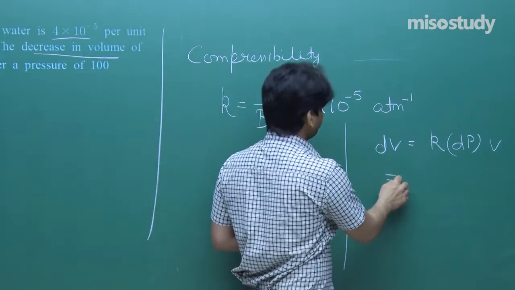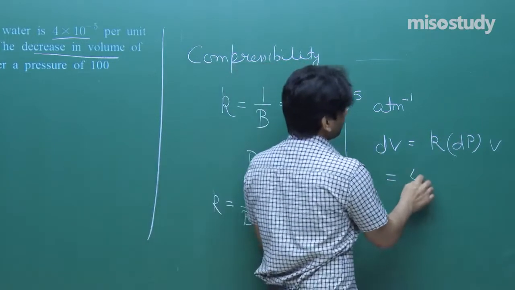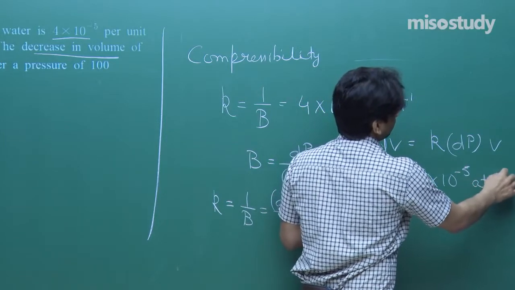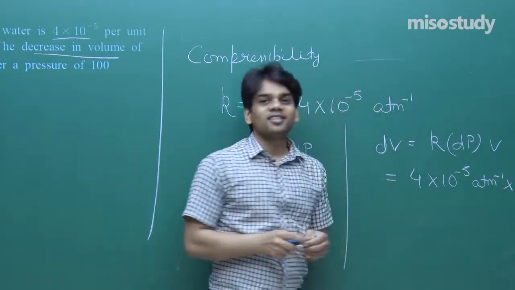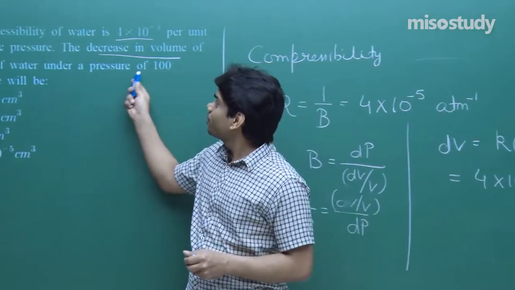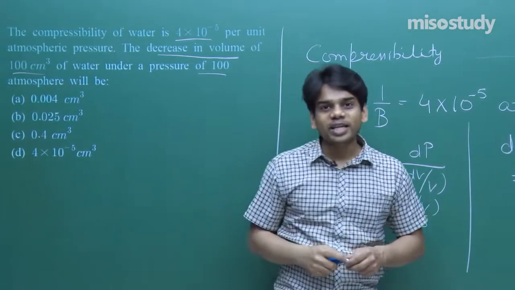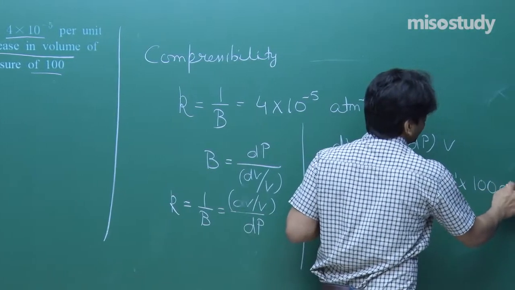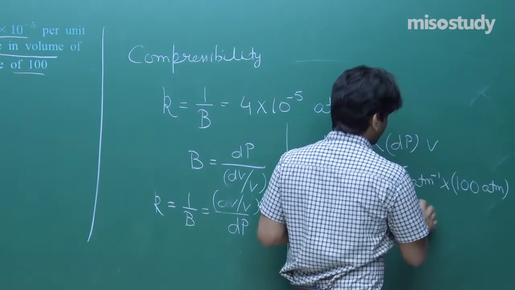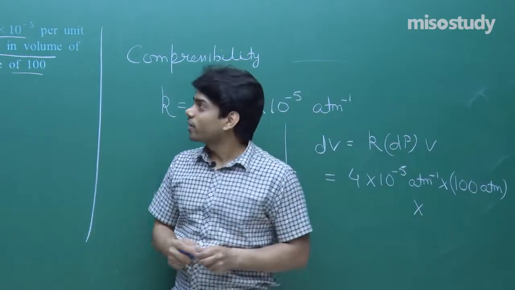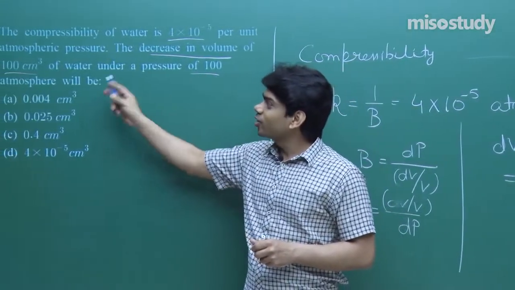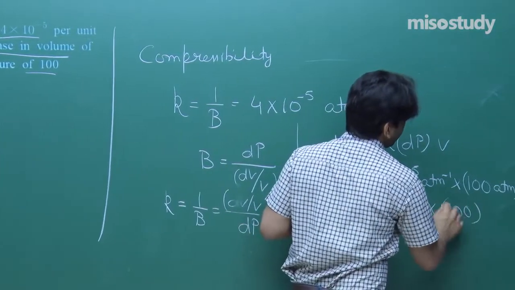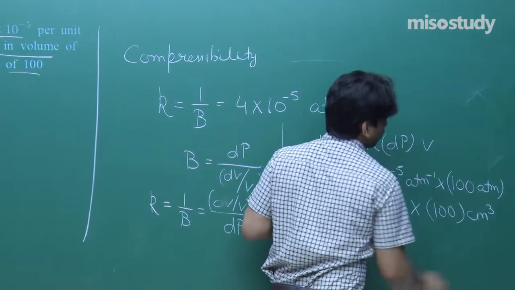Now put in the values. You have to put 4 into 10 to the power minus 5 per atmosphere, and then the pressure dP, under a pressure of 100 atmosphere. So dP, that is the change in pressure, is 100 atmosphere, multiplied with the volume of water that has been given to us, that is 100 cubic centimeter of water.